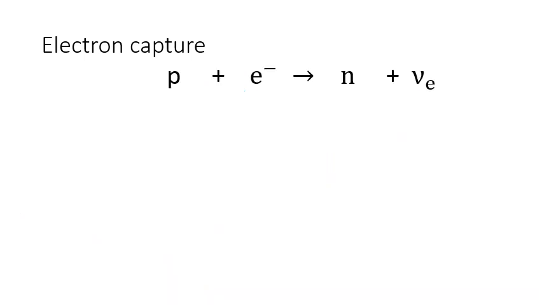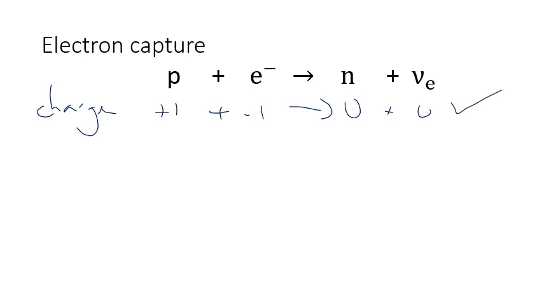Right, let's just check the other things about electron capture. So you remember that what we need to do is we need to check out all of our rules. So let's just check out charge. That's 1 plus, that's 1 minus, going to 0 plus 0. 1 plus 1 plus 1 minus does indeed make 0, and so yes, that works.